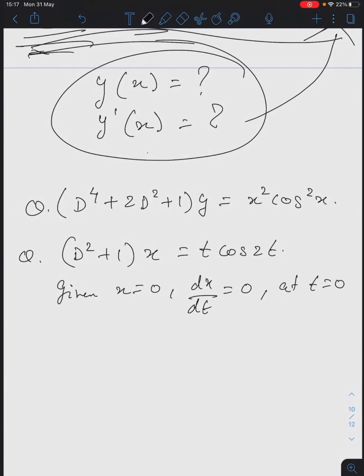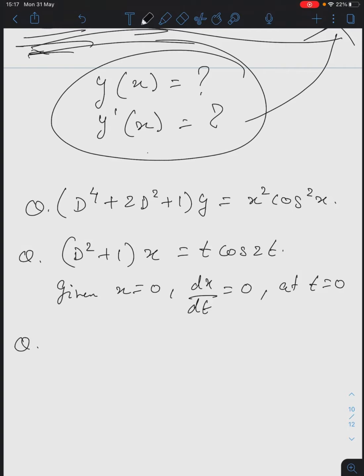Now look at this question. This question is not in y and x variable. This is in t and x variable. Dependent variable is x. T is the independent variable. So be careful while solving those things. They have changed the variable. That is just a notation, but be careful.